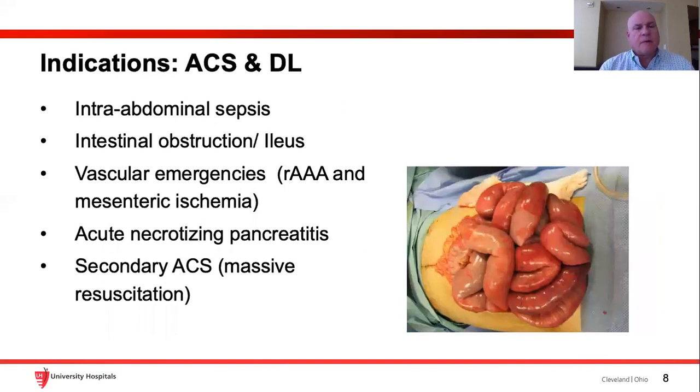In regards to abdominal compartment syndrome and decompressive laparotomy, emergency general surgery patients' etiologies are many: intra-abdominal sepsis being one of them, intestinal obstruction and ileus, vascular emergencies such as ruptured AAAs and mesenteric ischemia, especially those undergoing massive resuscitation, acute necrotizing fasciitis, and secondary abdominal compartment syndrome in patients such as a burn patient or some patient who has undergone a hemorrhage from extra-abdominal sources.